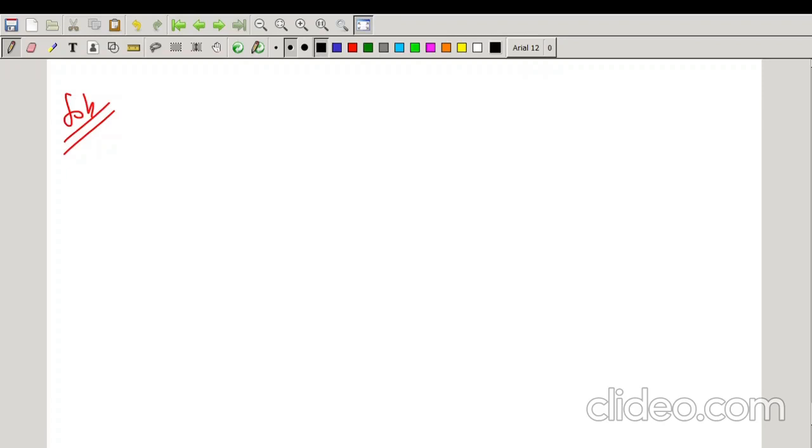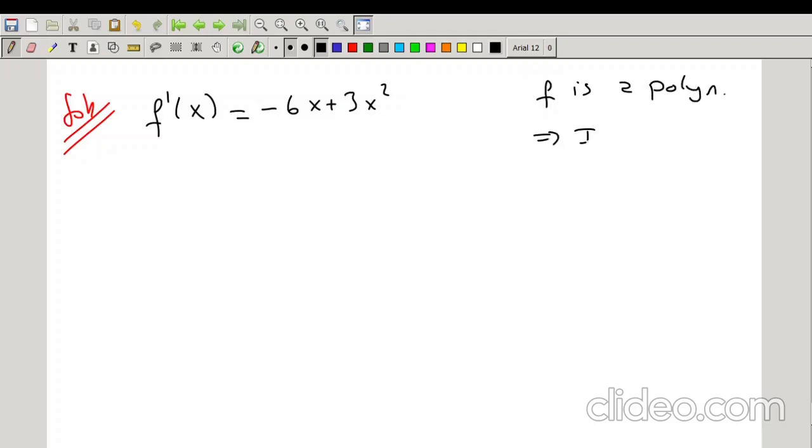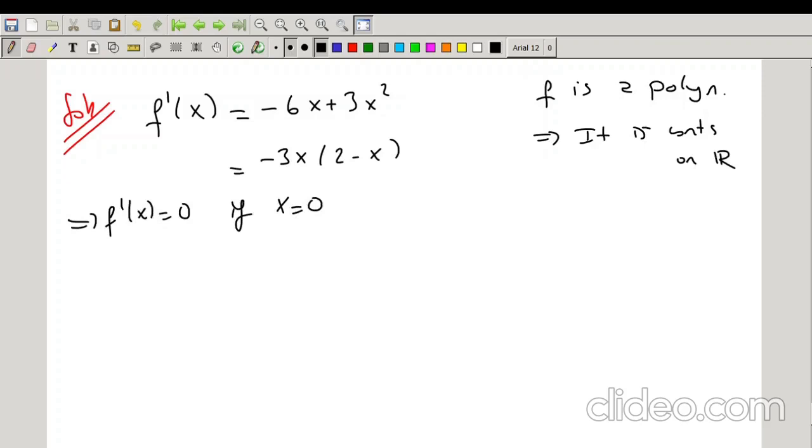So what was our first derivative test? So you apply f prime of x, which is -6x plus 3x squared. By the way, you can say f is a polynomial and it is continuous on R, everywhere on R, of course. So which value makes f prime equal to 0? If you rewrite it again, -3x(2 - x). So it means f prime of x is 0 if x is 0 or x is 2. So these are critical points.